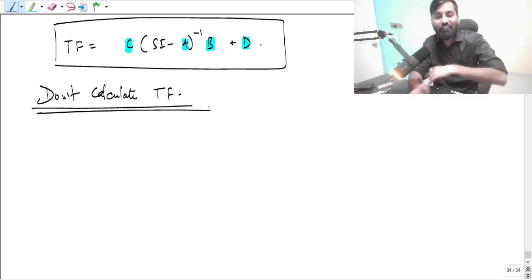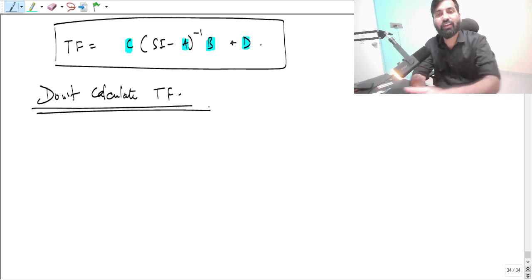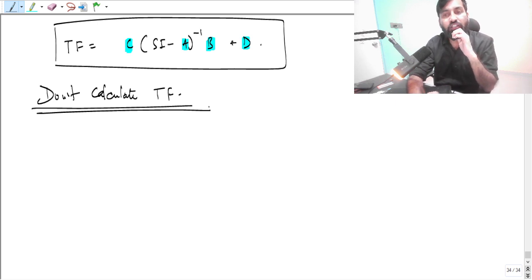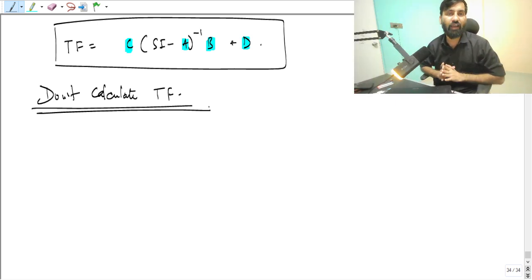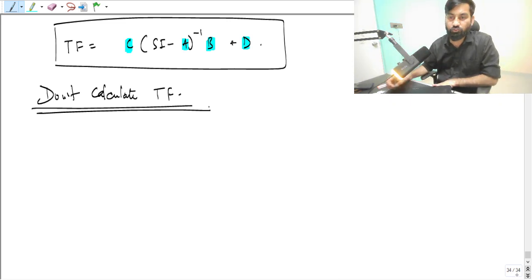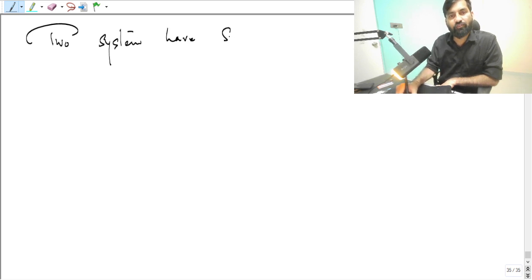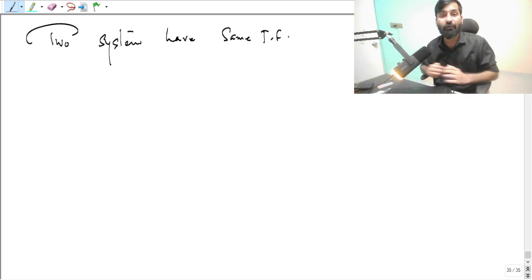So since the transfer function depends upon A, B, C, D, we don't need to calculate the entire transfer function if we recognize a certain property. You have to identify the important property. When can you say that two systems will have the same transfer function? Remember, they are asking you to find the system which has the same transfer function.